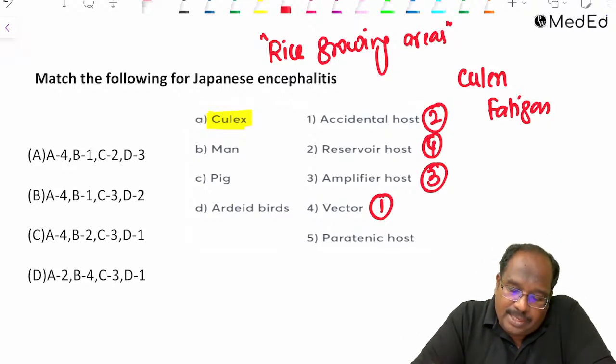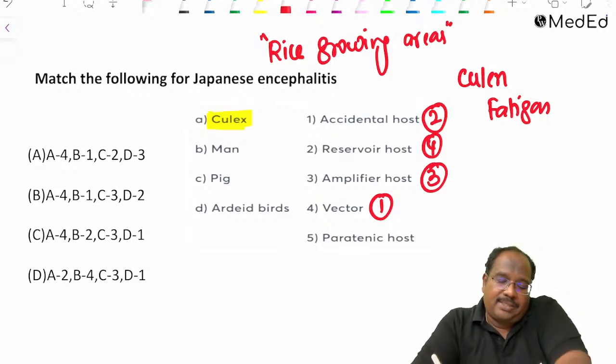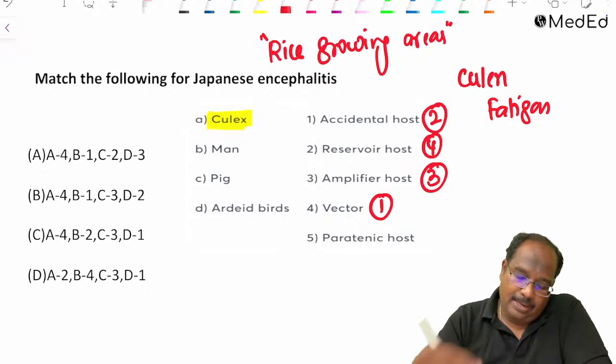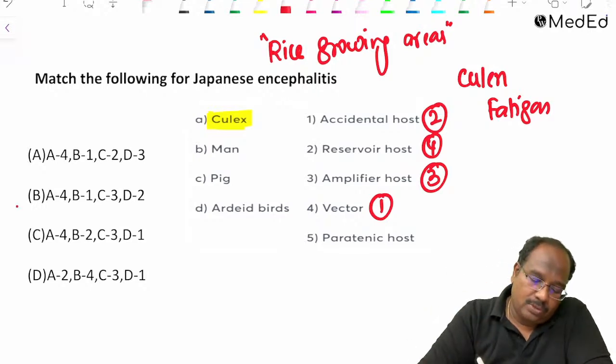So A is 4. B, man is the accidental host, is 1. Pig, C, is 3. D is 2. So this is the answer, guys.